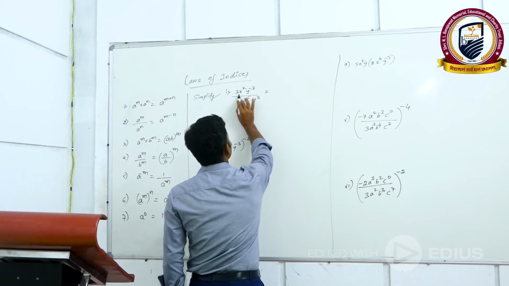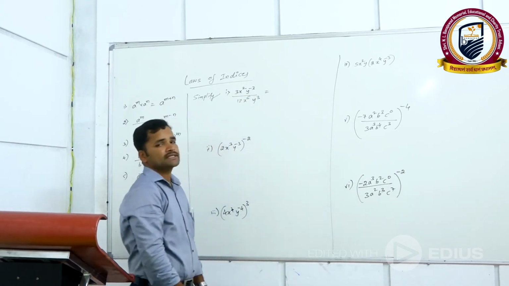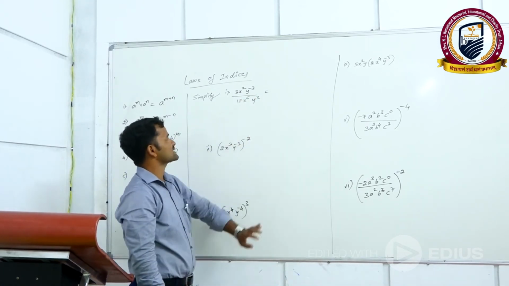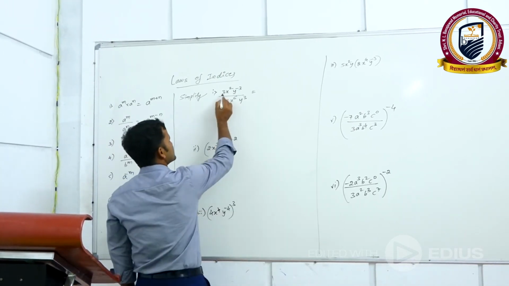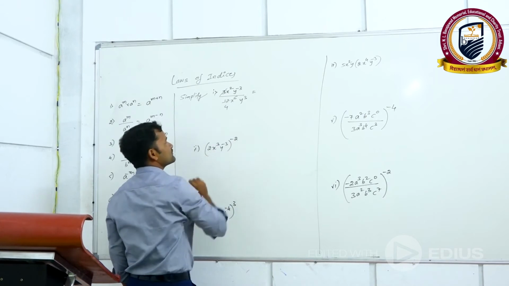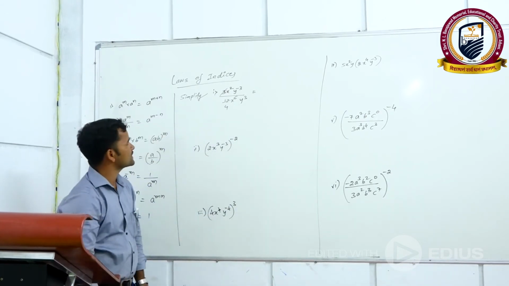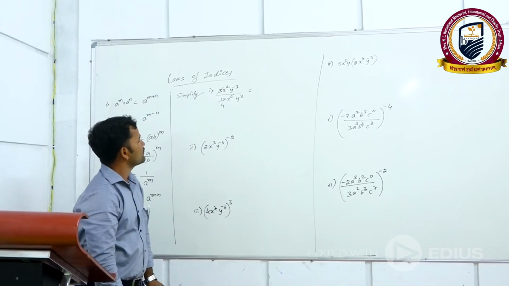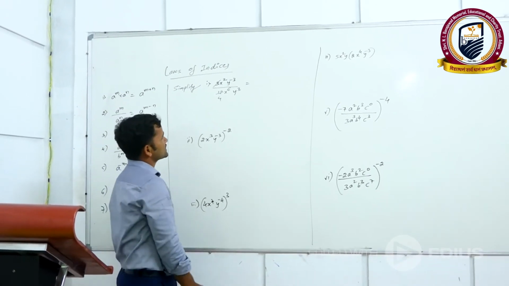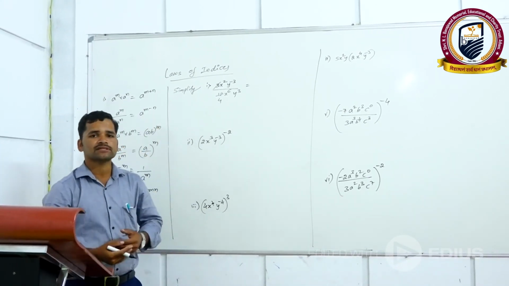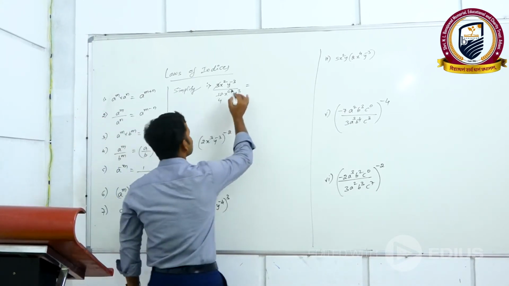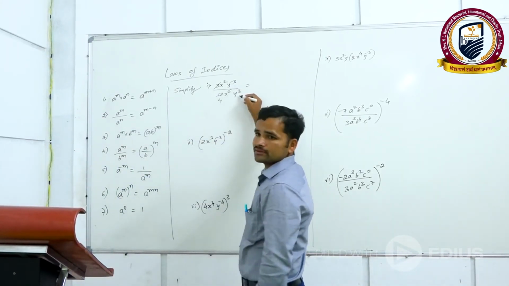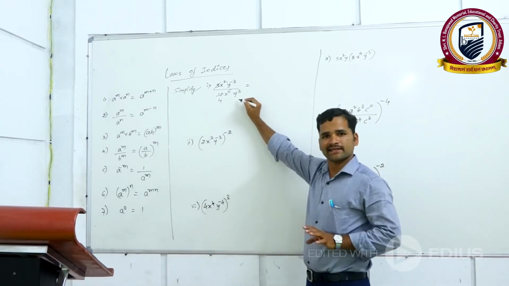See, 3 times x square into y raised to minus 3 divided by 12 into x raised to 6 into y cube is there. Here, easily 3 ones are 3, 4s are 12, those constants you can cancel, means 1 by 4 remains. What about these x terms and y terms? Those two terms are separate. y raised to minus 3 is there, y raised to 3 is there here. So you can't cancel it directly.